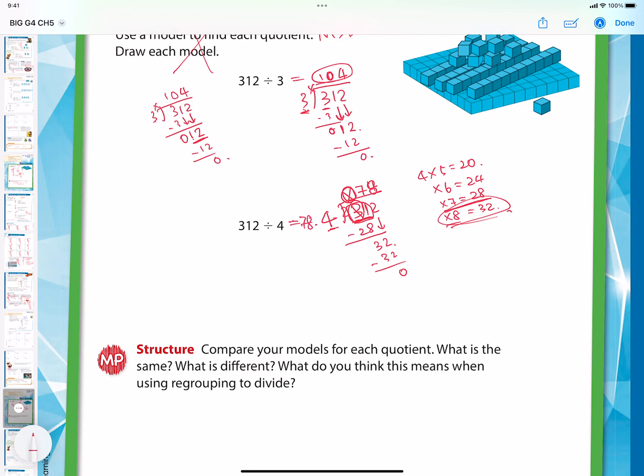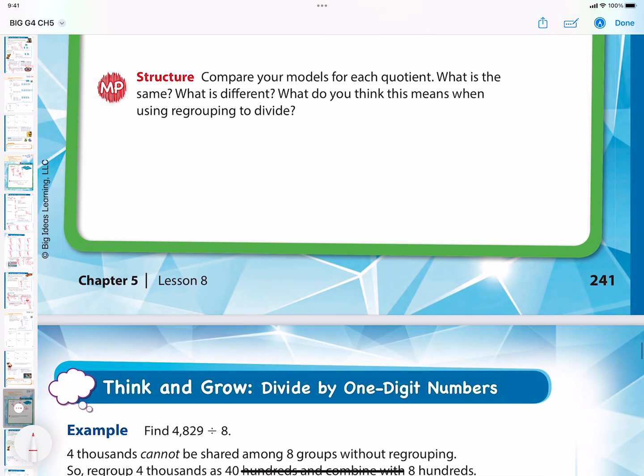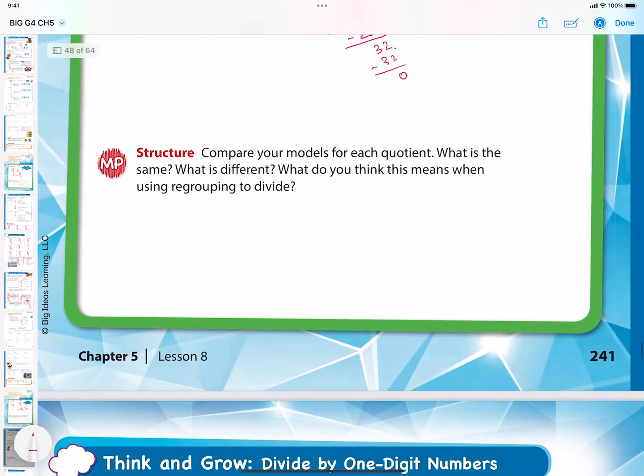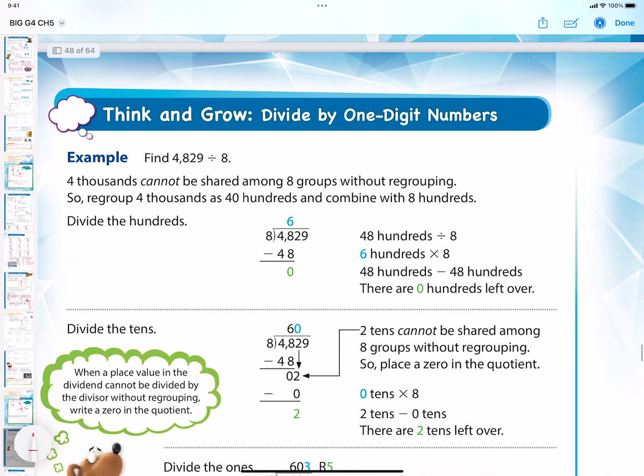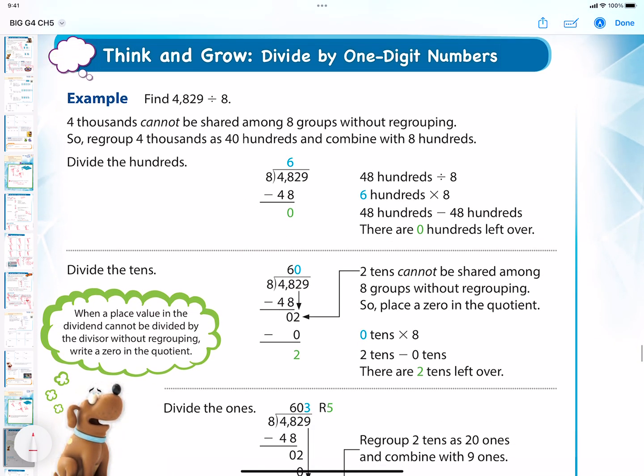Compare your models for each quotient. What is the same? What is different? What do you think this means when using regrouping to divide? Okay, you can work on it. We can just pass it. Don't worry, this will make you more confused. Okay, we are going to practice our long division.